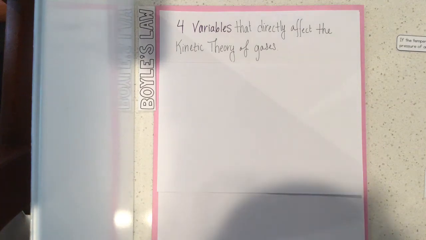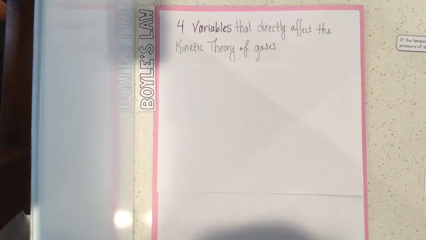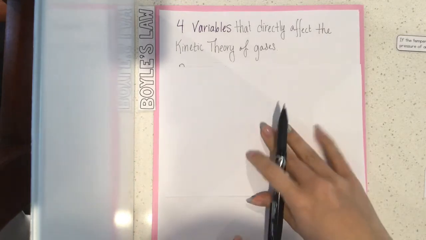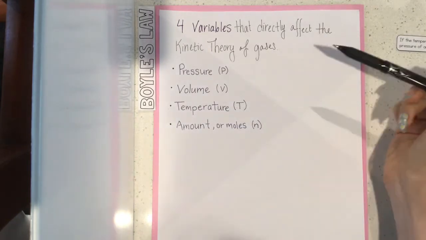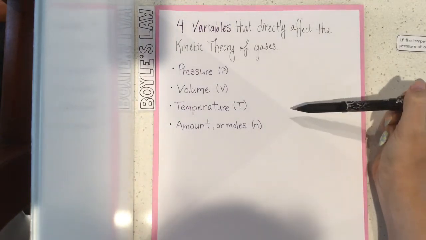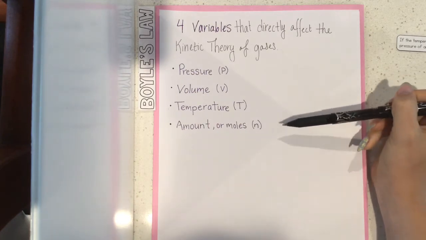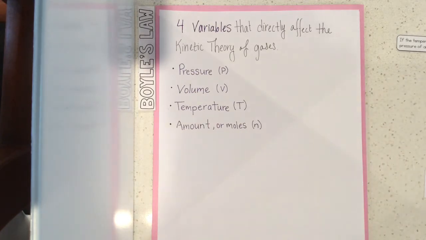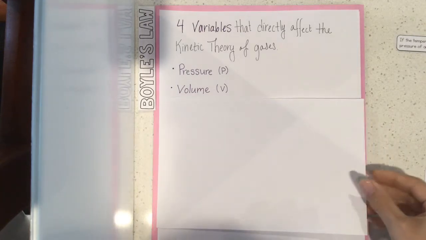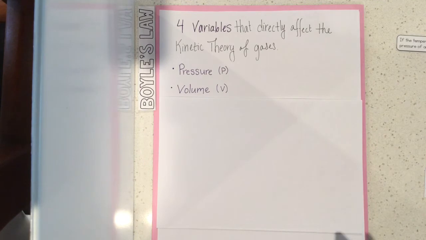There are 4 variables that will directly affect the kinetic theory of gases. We'll be working with pressure, volume, temperature, and amount of gas, which we'll be using moles to describe. There are gas laws that describe the relationship between a few of these variables. So when temperature and the amount are held constant, we can just worry about the pressure and volume relationship.